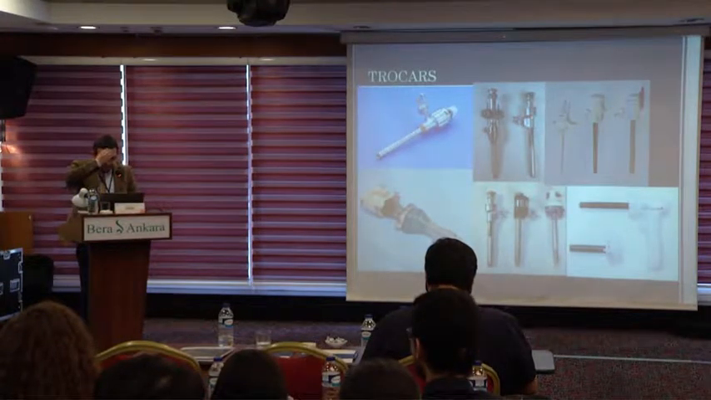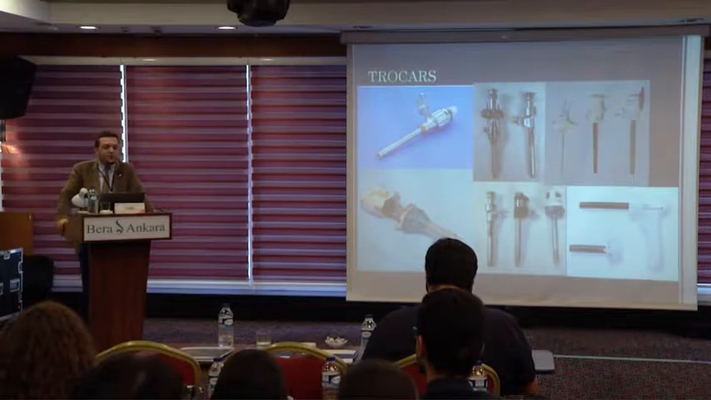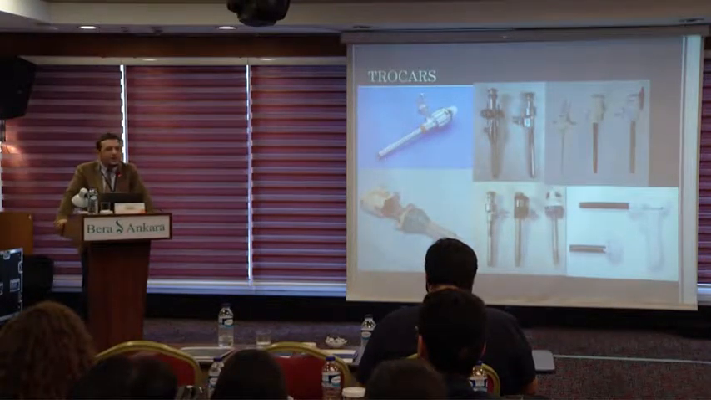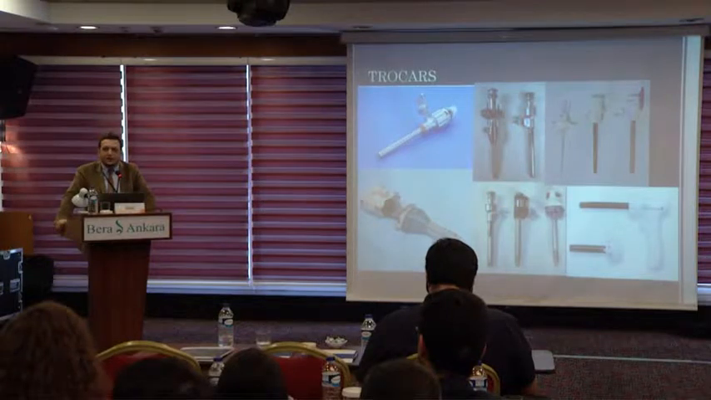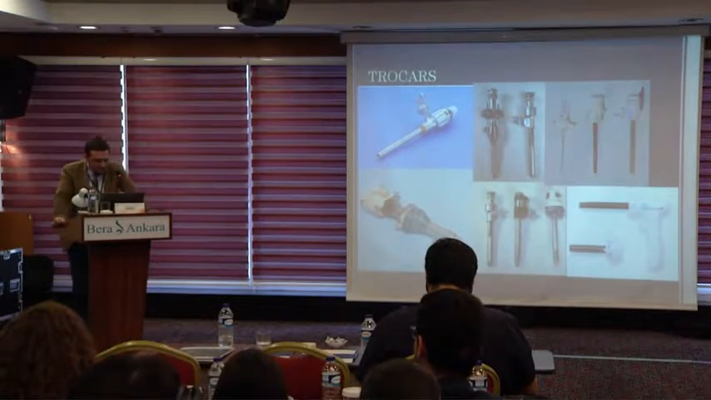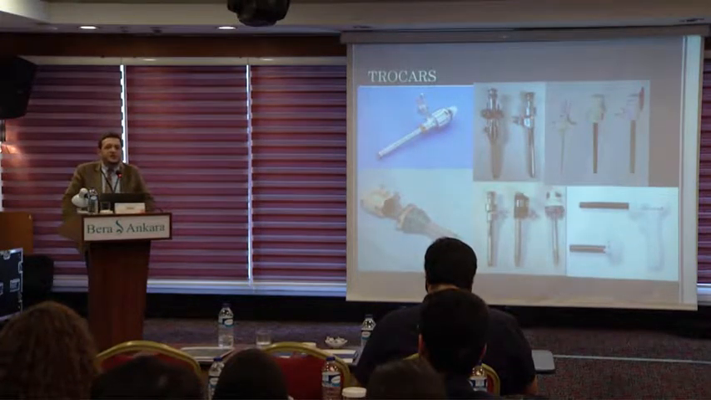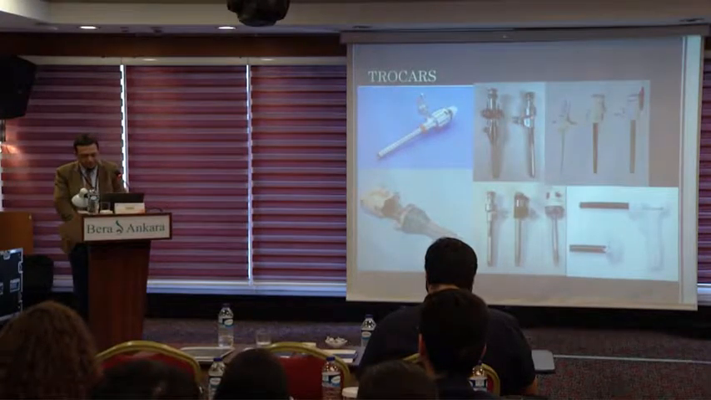But the most important thing for the trocars is the tip of the trocar. It's recommended to use blunt tip, bladeless trocars to avoid organ injuries, intraperitoneal bleeding, or life-threatening complications like bowel complications or major vessel injuries. And also there is a risk of incisional hernia in the postoperative period.